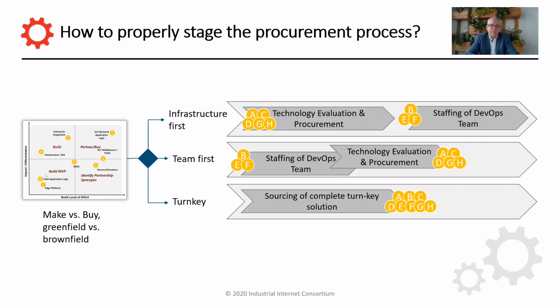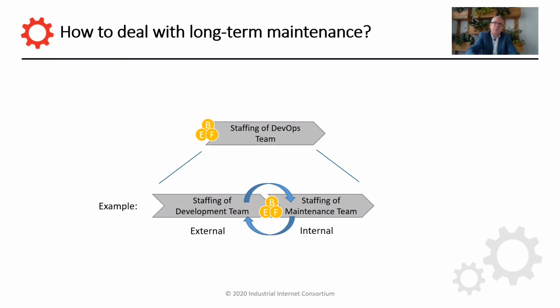That can be different if you have more of a greenfield type of solution where you have the luxury of maybe first bringing on the DevOps team and then together with the DevOps team running the second stage of the procurement process, which is looking at technology evaluation and procurement. Or naturally, you can combine all of this and source a complete turnkey solution.